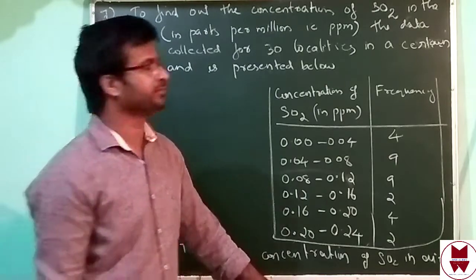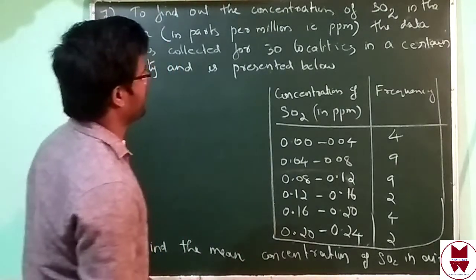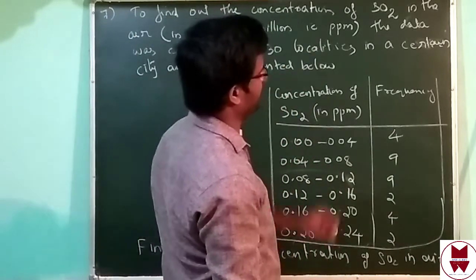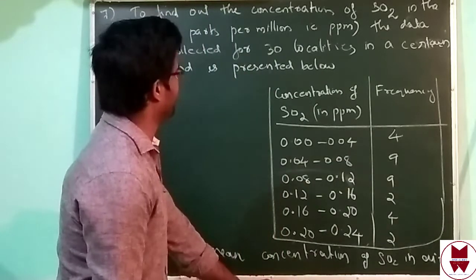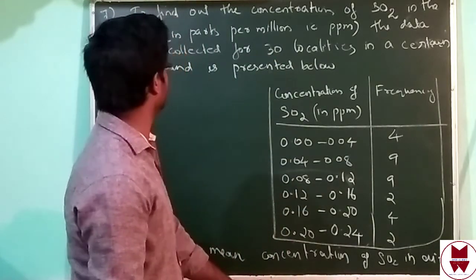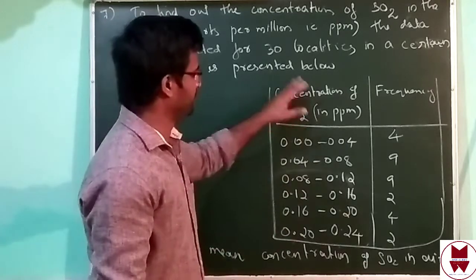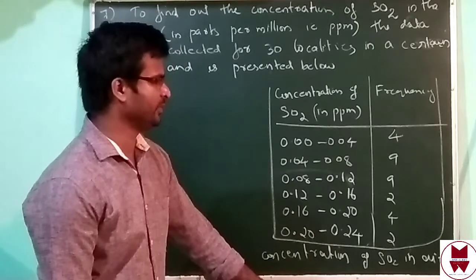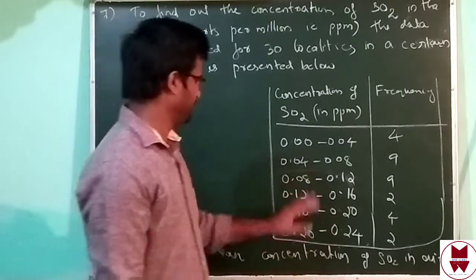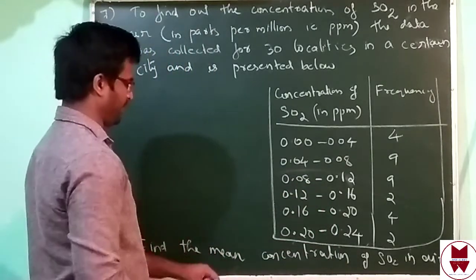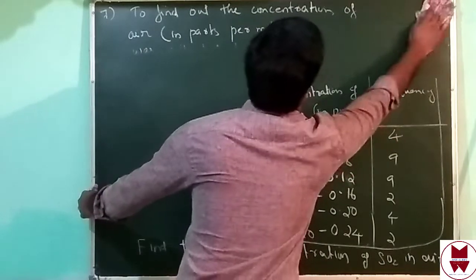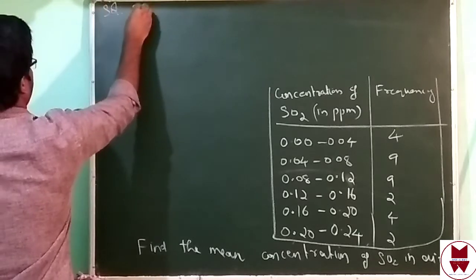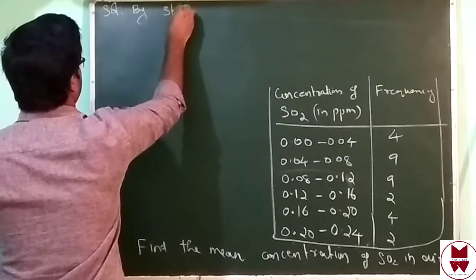Now we can see question number 7. To find out the concentration of SO2 in the air in parts per million, that is ppm, the data was collected from 30 localities in a certain city and is presented below. Here one table is given. Find the mean concentration of SO2 in air. We have to find out the mean, and here also we can use the step deviation method.